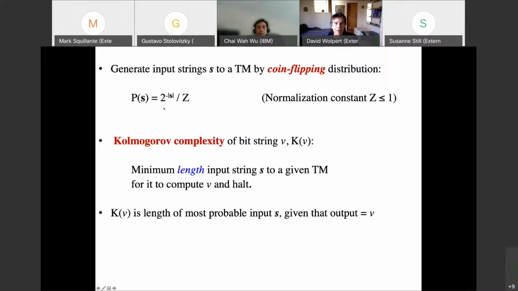Let's say that we've got a probability distribution over our inputs of the coin flipping distribution. This is the standard thing for algorithmic information theory, which is all about assuming that you've got a random process generating inputs to your universal Turing machine by flipping a coin. So the Kolmogorov complexity of a bit string, which you can view as the maximum probability of any bit string input S that would give you your output V if you're generating them according to the stochastic process, is the minimal length of such a string, the maximum probability such an input string that would cause your given universal Turing machine to compute the bit string that you want it to compute and then halt. Okay, so as I mentioned, this is also the length of the most probable one. And so some people try to, I think, basically misuse this to say that they have a justification of Occam's razor, but that's a different talk.